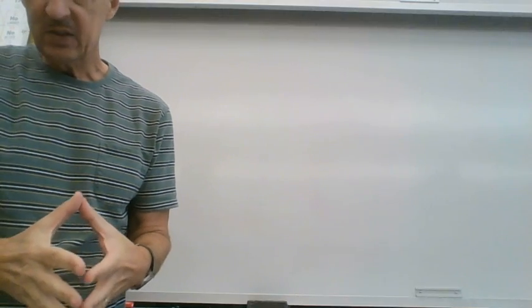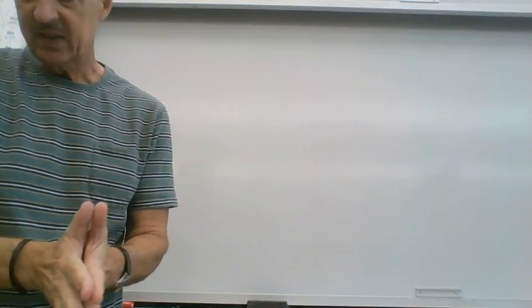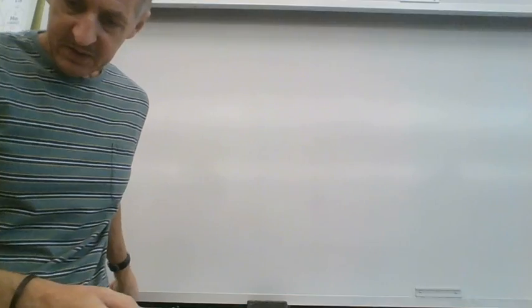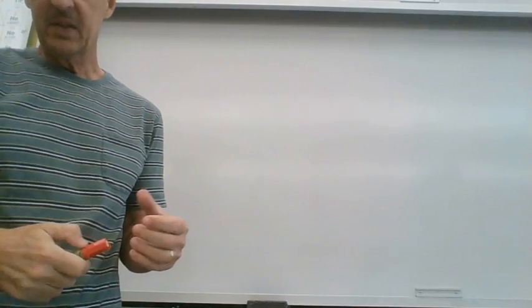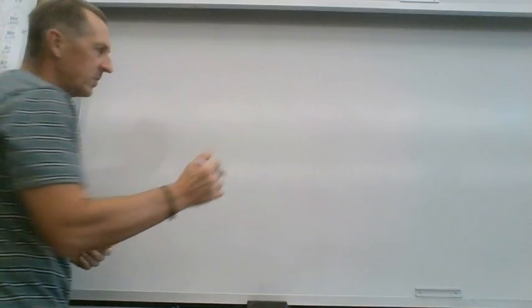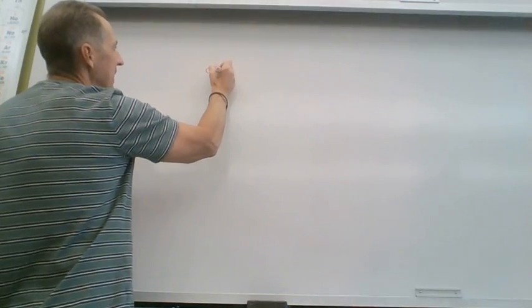So that's one of the skills you're going to need to practice for this lab, writing these chemical equations and balancing them. The other thing that we're going to look at in this lab is what things indicate a chemical reaction has occurred, and one would be a color change.